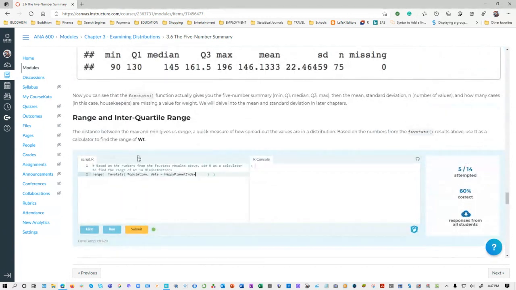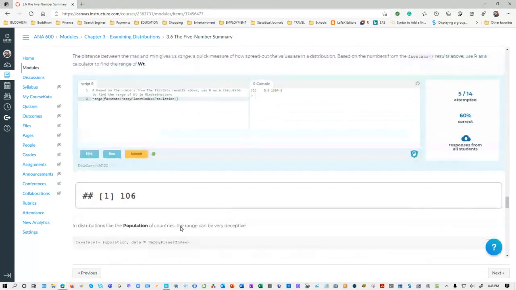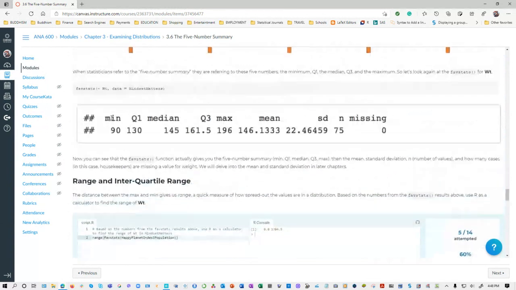First we have to get the data: go to data, tilde, and dollar sign, population. Let's find the range of the favorite statistic. That means the difference between what and what. In this one, mindset matters. No, happy planet index is a different one. This is for mindset matters, and WT. I'm going to keep that one.